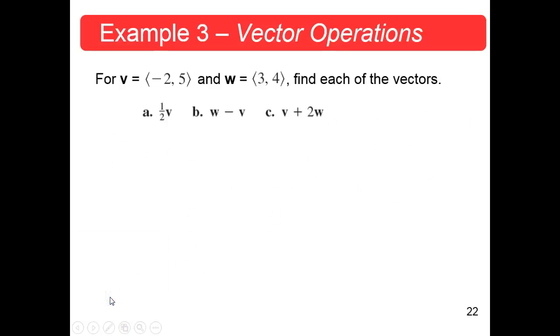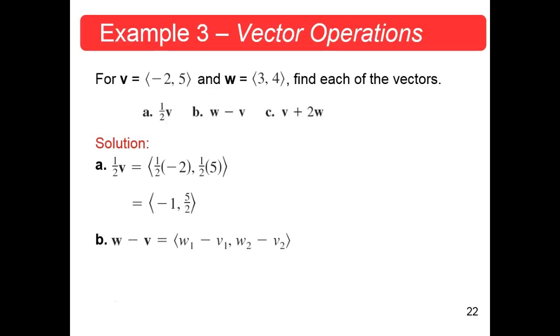Okay, the A is just taking half of each of those, and you get negative 1, 5/2, just like we got. Or subtracting those two, rather than trying to draw graphs and stuff like this, just subtract. W1 minus V1, comma, W2 minus V2, that would be 3 minus negative 2, comma, 4 minus 5, 5, negative 1. Just like you said.